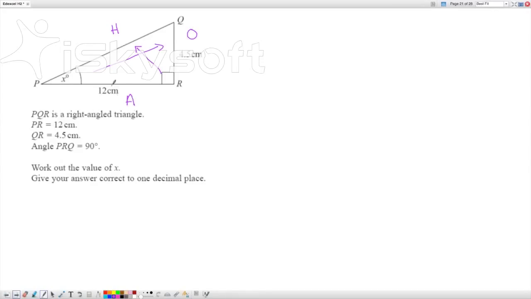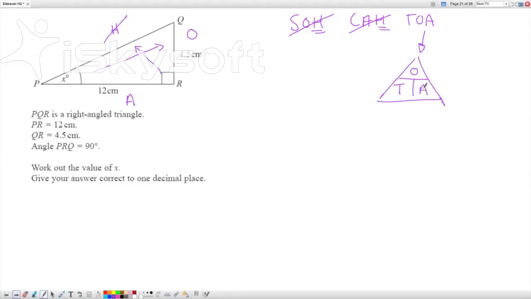Which side doesn't have anything on? H. Cross off H. So if you're using SOHCAHTOA to remember which trig ratio, we've just crossed off H. We cannot use this. TOA is the ratio we will be using. Quick sketch, T-O-A. Tan is the angle. We don't know it, so X. O is 4.5 and A is 12.